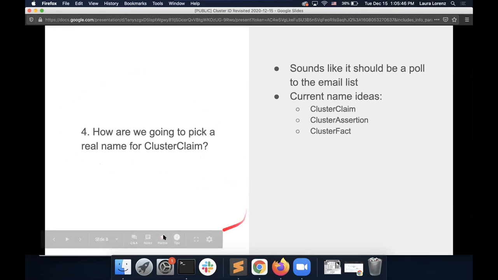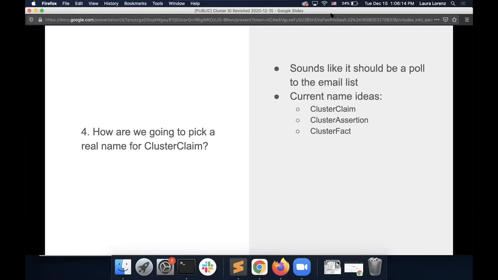And now for the layup, how are we going to pick a real name for cluster claim? Sounds like we do polls here, so I can make a poll. And these are the ideas that I have eavesdropped on. If anybody wants to throw something else in the hat, I assume I can also put a little text box so we can accumulate more from people who aren't on the PR or aren't here on this call.